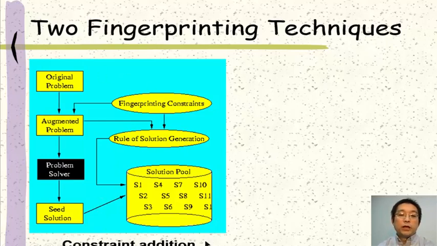From this flowchart, we see that the problem solver will be used only once, which means the runtime to create multiple solutions by constraint addition will be similar or in some sense identical to the time complexity for finding this seed solution. However, how to design these fingerprinted constraints, and then how to create the rules for solution generation, this can be very, very challenging.